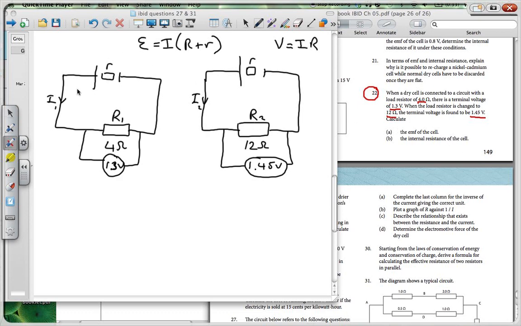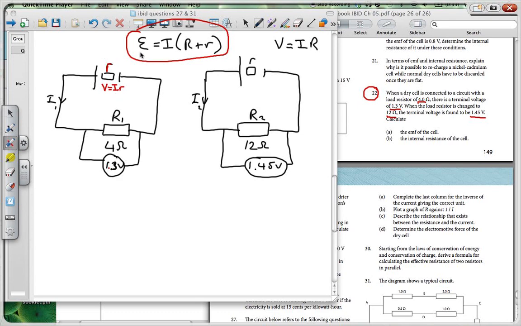Now I've drawn up the situation here for this. We've got the formula here for EMF, and remember the EMF is the total energy that a cell can deliver. Now what we have here is that when you have a current flowing, when it goes through this resistor, which I call R1, the 4 ohm, there is a 1.3 volt potential difference. Now what also happens is as it goes through the cell, there's also this small r over here, and there's going to be a loss of energy, and I'm going to write it as V is equal to I times small r. That's actually going to be taken away from the EMF.